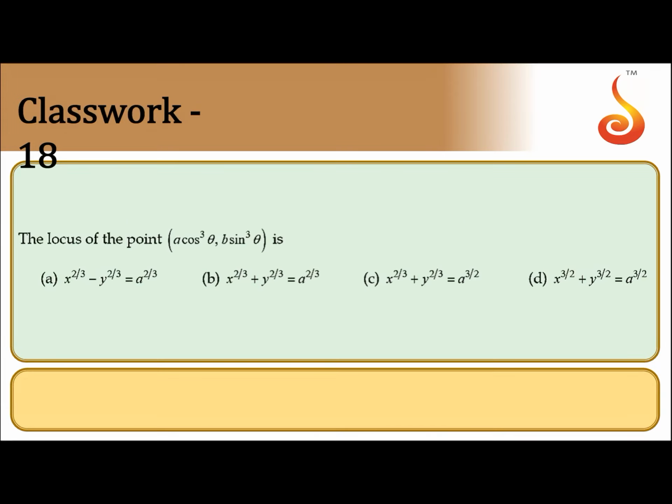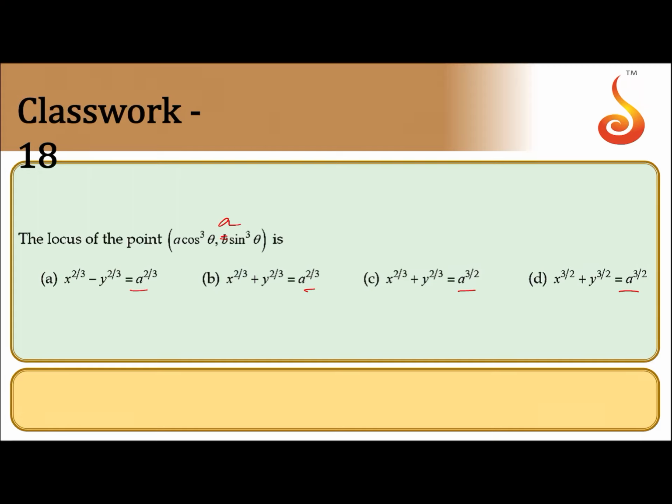Coming to the next, the 18th one. The locus of the point (a cos cube theta, b sin cube theta). I hope in the options only A is there. So I think it is A only.